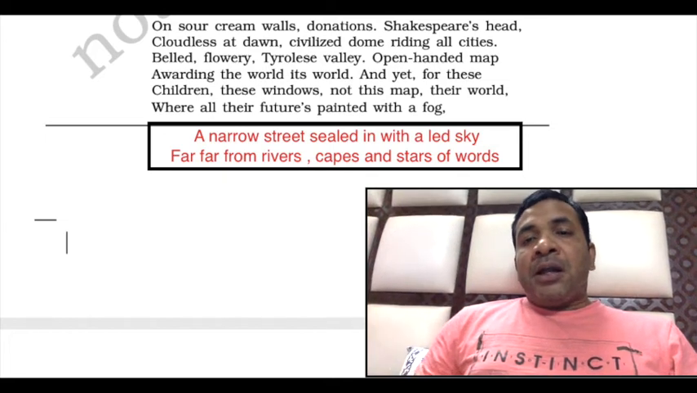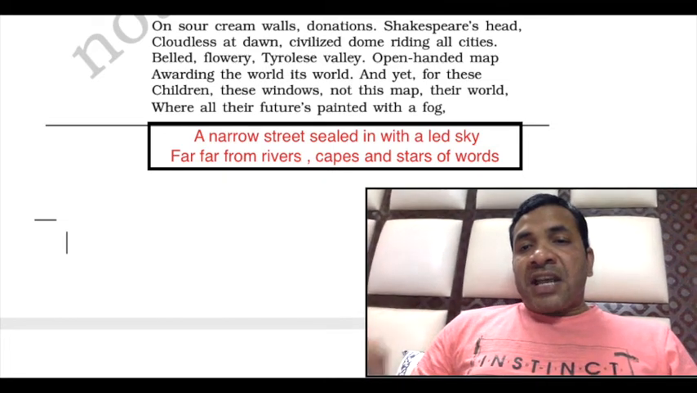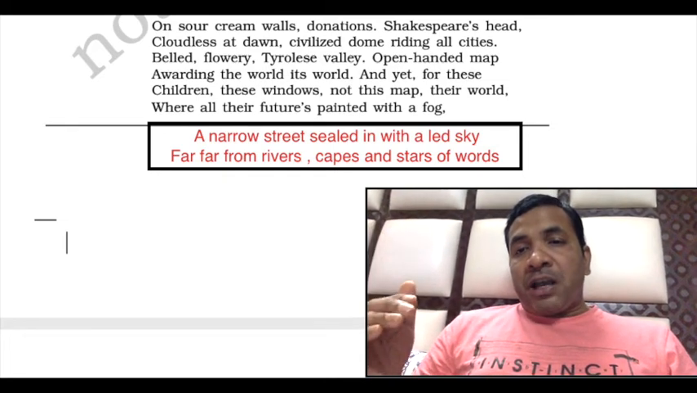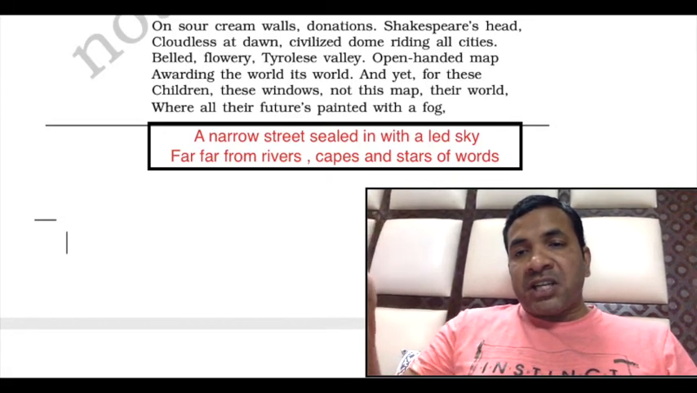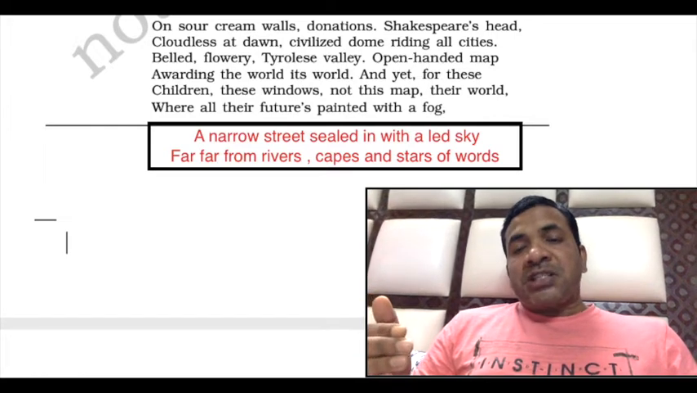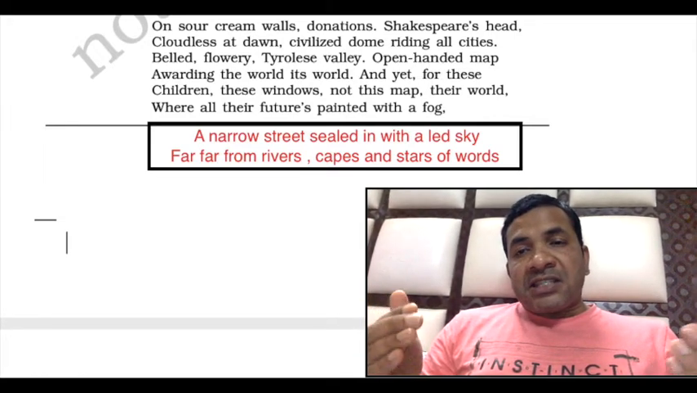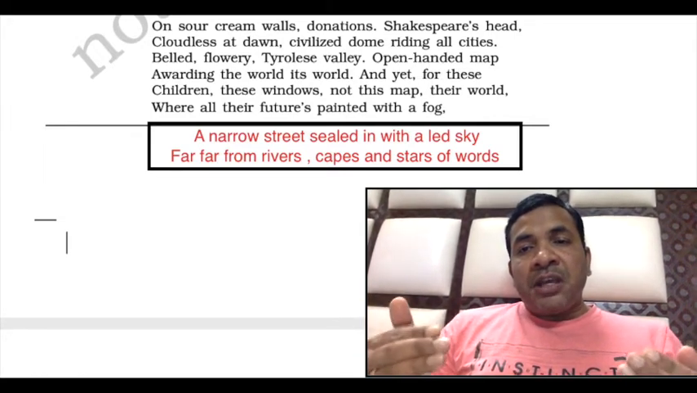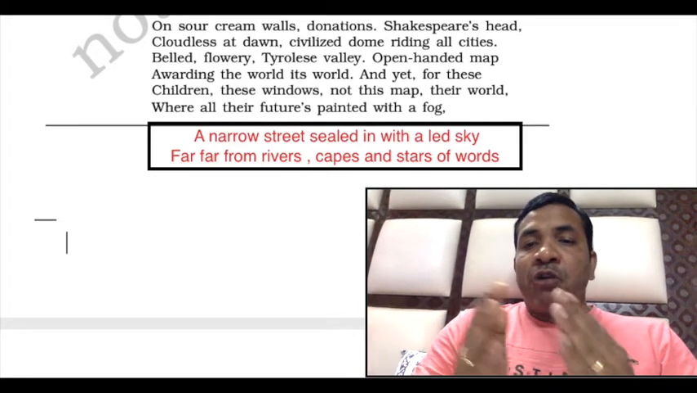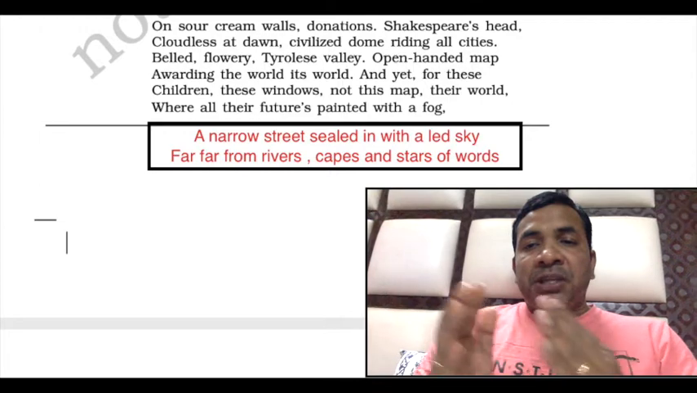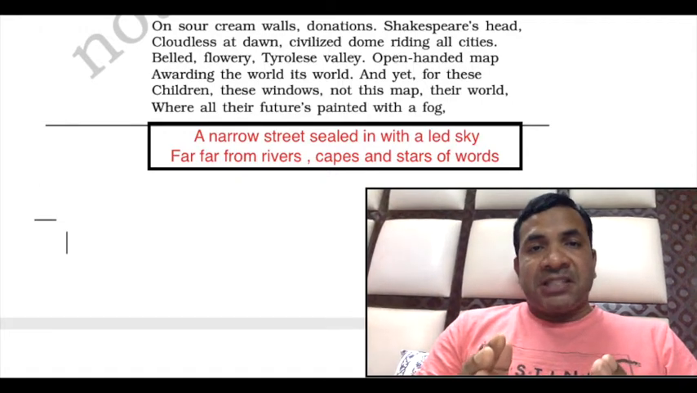Because if we come to know that China is to the north of India or Sri Lanka is to the south of India, we have not gone to space and checked whether Sri Lanka is to the south of India or not. We just get the reference of these kinds of things only from the map. So it is the map hanging there in the classroom that has been awarding the world of the children the picture of the actual world. That is the meaning of this line.